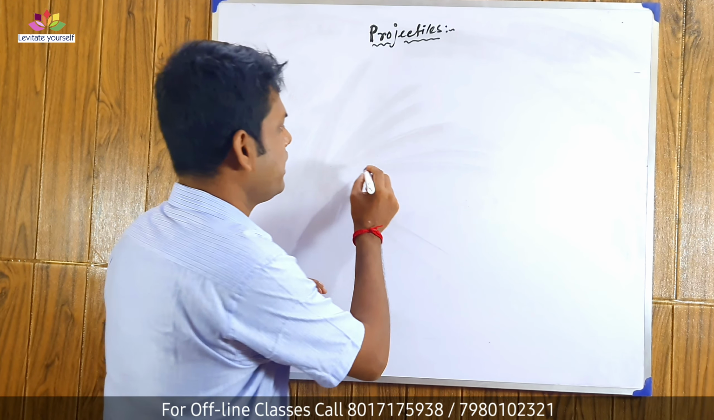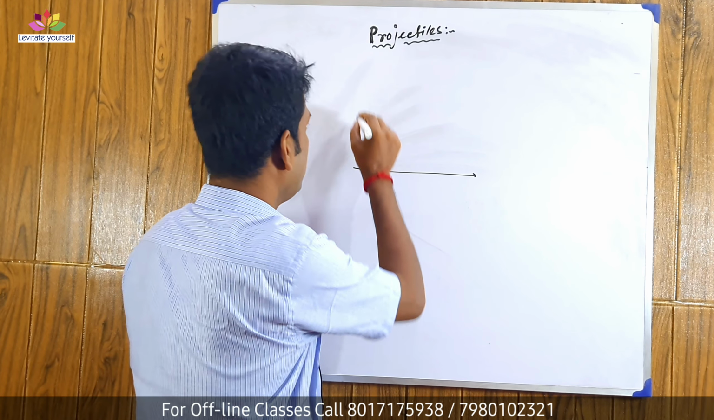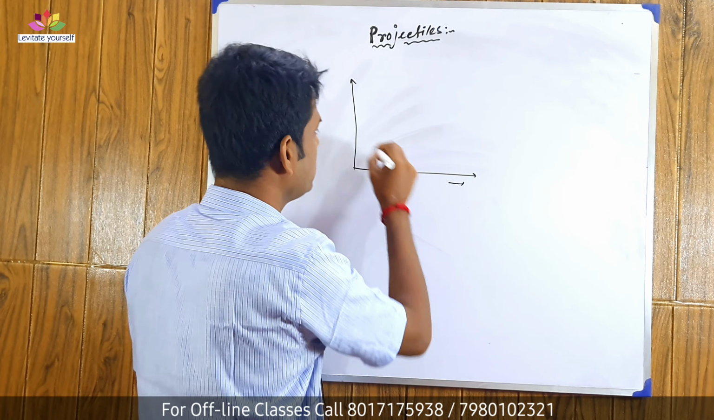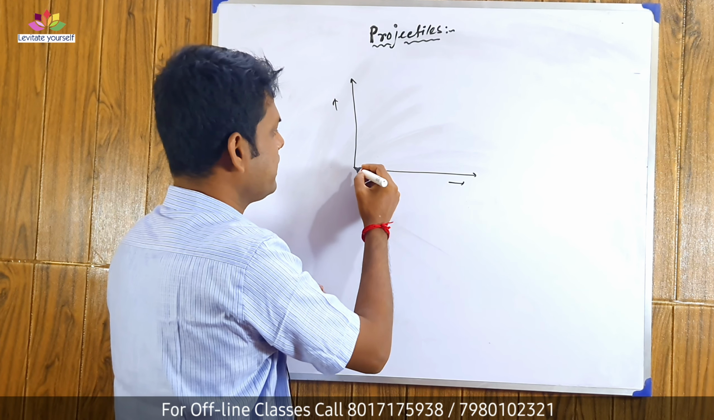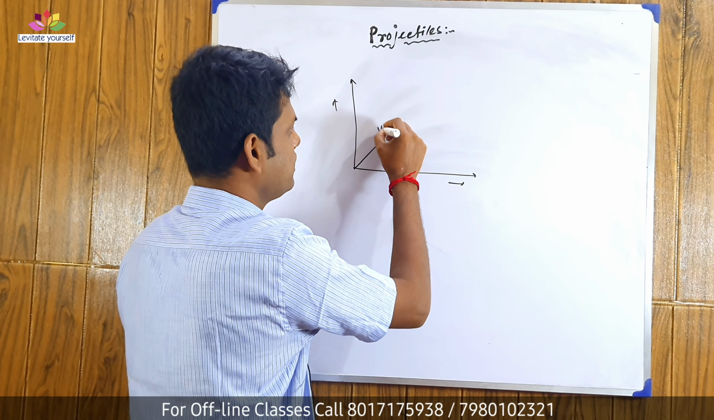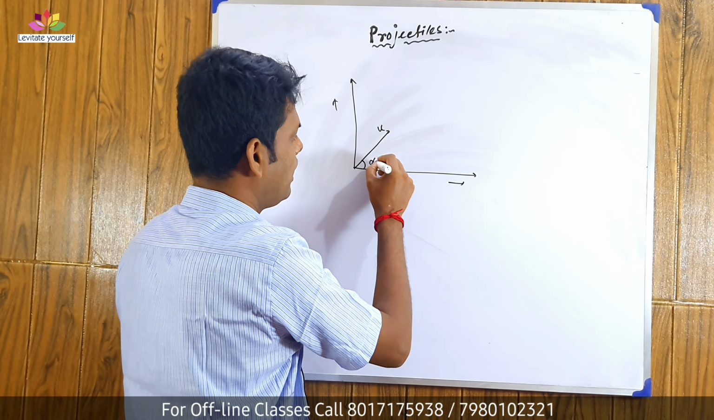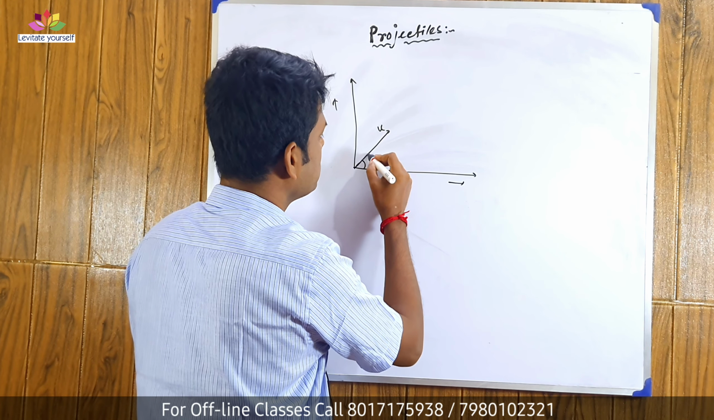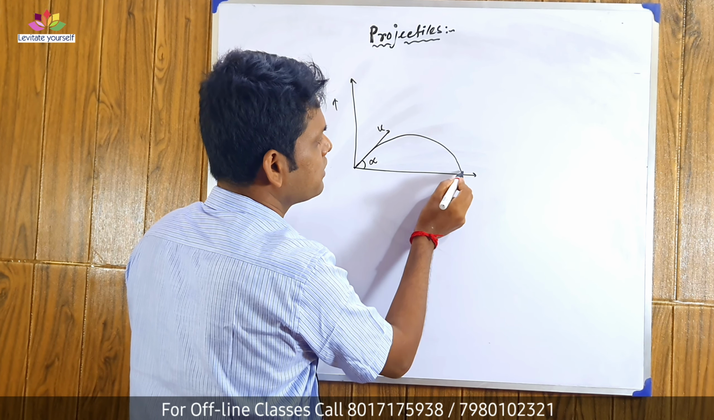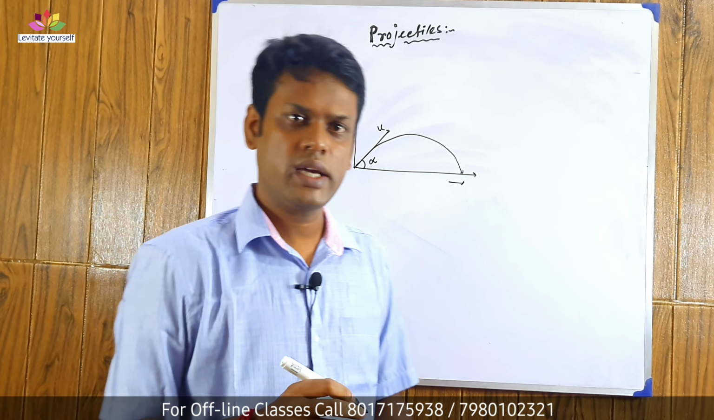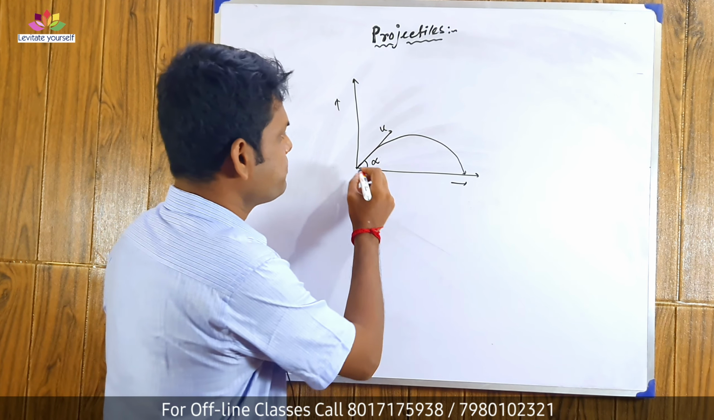Suppose there are two axes, the x-axis and the y-axis. This one is the horizontal axis and this one is the vertical axis. When a particle is projected with initial velocity u at a certain angle alpha with the horizontal axis, the particle follows this path, and this path is called the projectile.